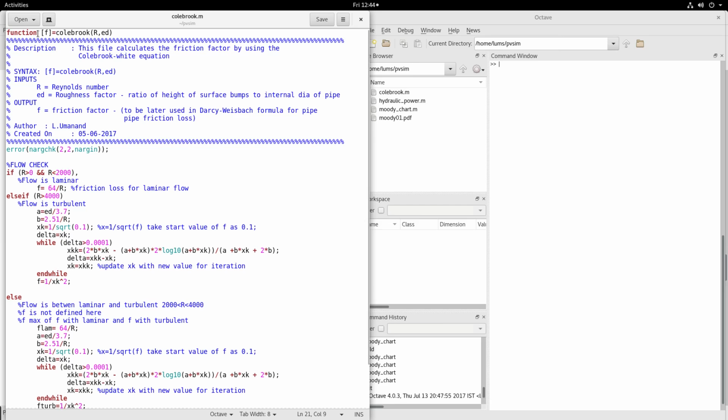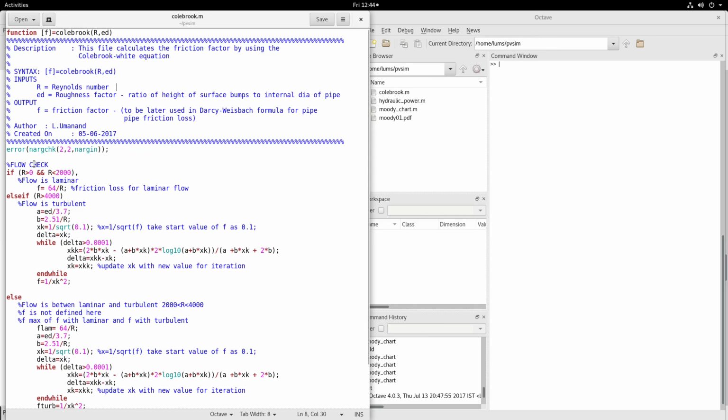So I am writing a function file, with output f, which is the friction factor. I am calling the function name Colebrook. I have used the same file name, colebrook.m, and I am providing two inputs: R, the Reynolds number, comma, ed. Ed is the other input, which is the roughness ratio. Ed is actually E by D, epsilon by D, that we have used in the Colebrook equation.